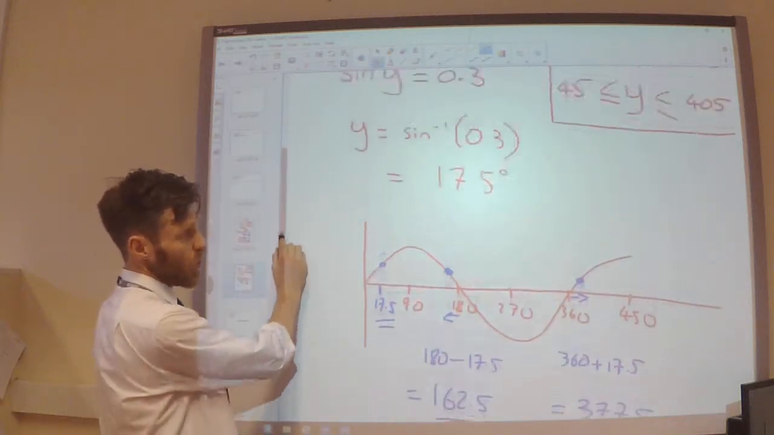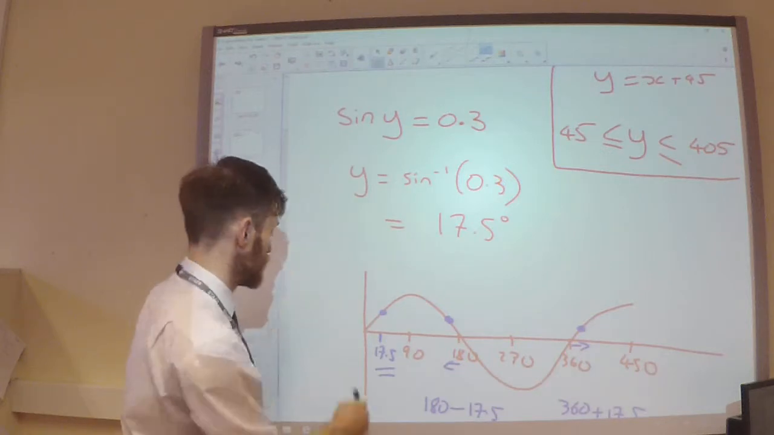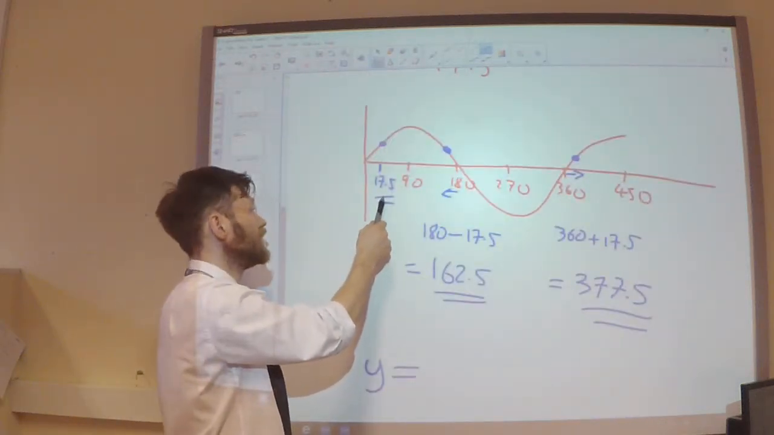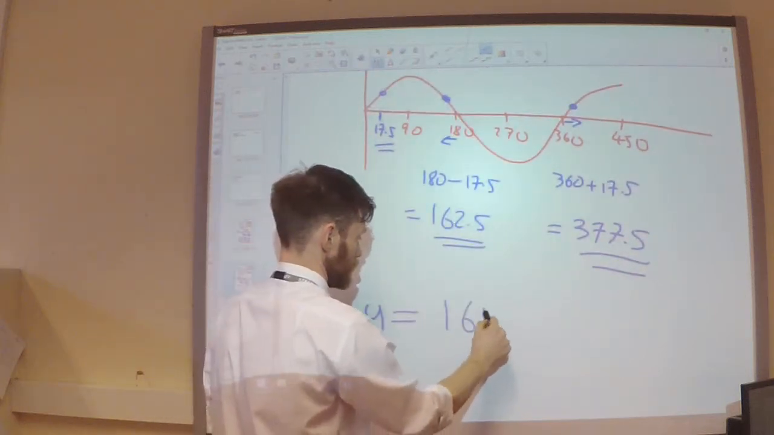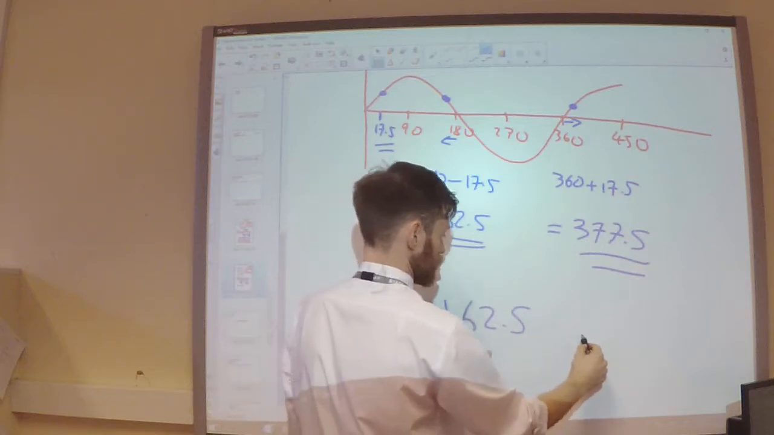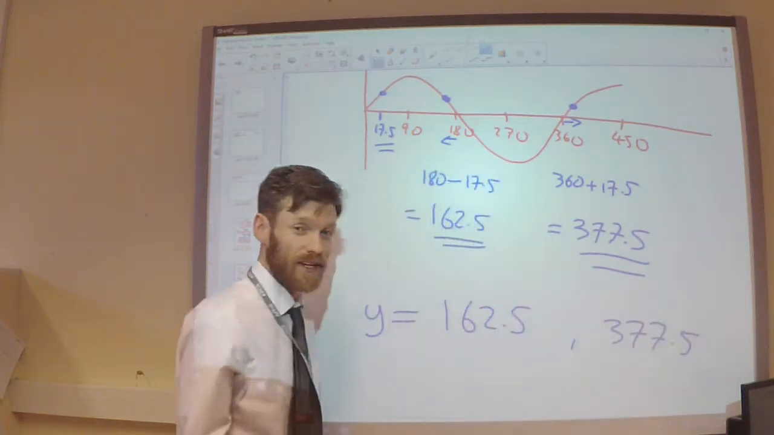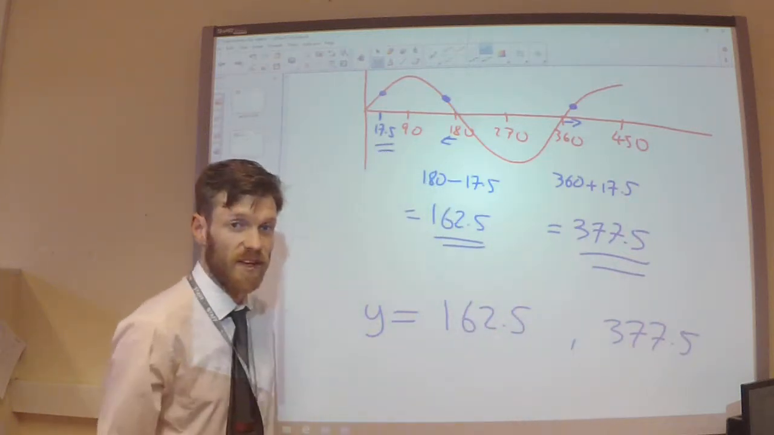Now, I know that y has to be between 45 and 405. So I'm not going to include this one, because that's not in the range, it's too small. I had to include it because I used this to help me to work out these two, but it's not going to be part of my final solution.